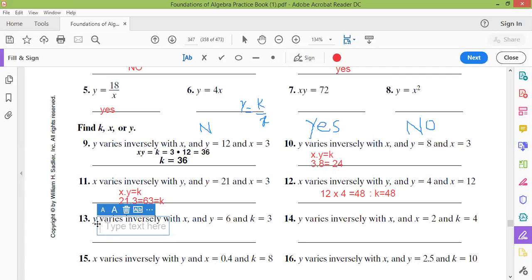So tell me, x is equal to k over y. K is 3, y is 6. I put it over like this, with a slash, k over y. So x is equal to 3 over 6. Very good. What will be the answer? 3 over 6 is 1 over 2. X will be equal to 1 over 2.